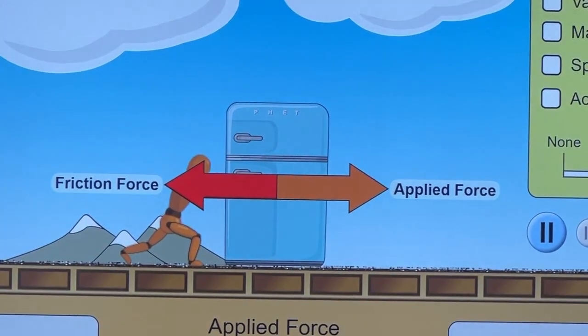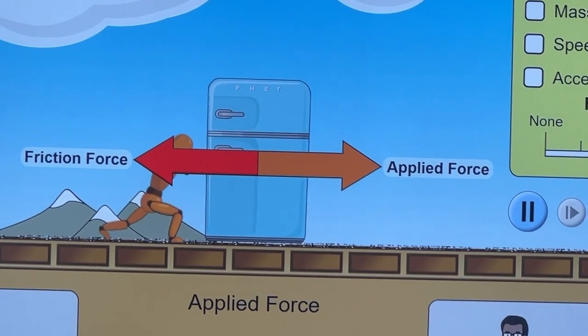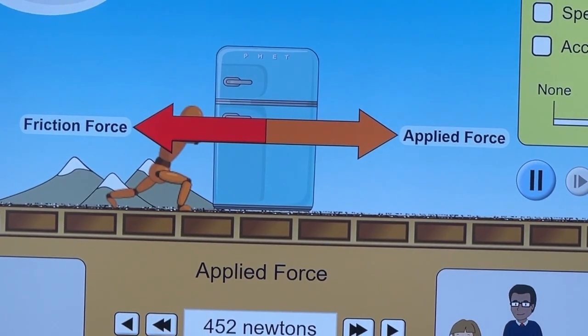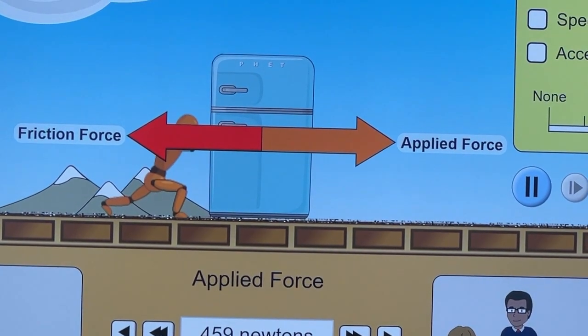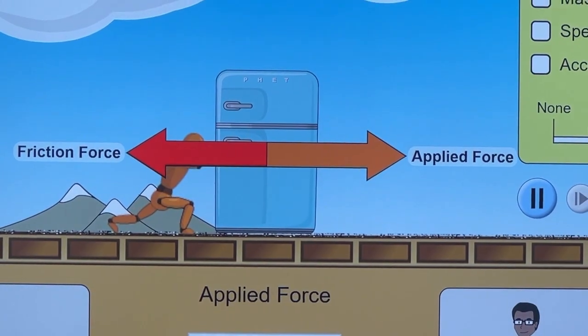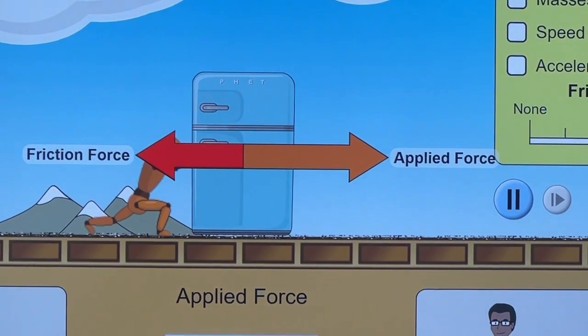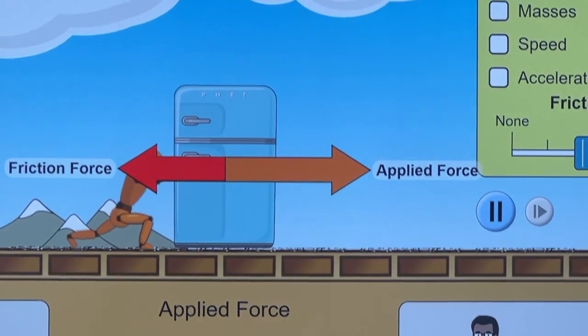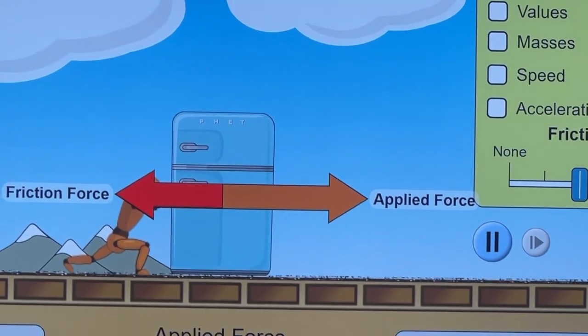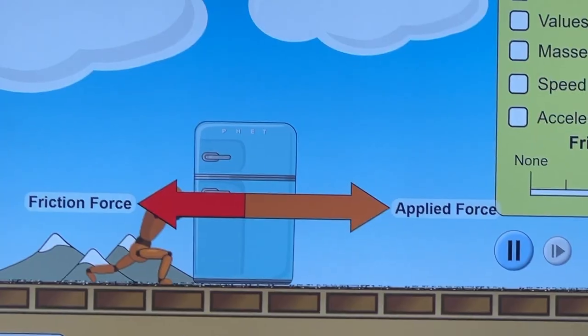Now look at it. You can see the object is not moving. Why? Because the applied force has not overcome the frictional force. You can see now the object is accelerating. Now the object is moving. Why? The applied force now has overcome the frictional force.